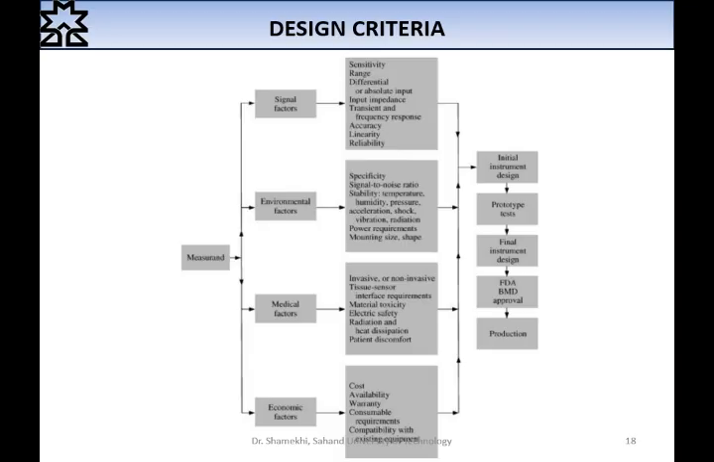We have discussed the design criteria. We have design criteria for some medical devices. We should start from the measurement here, you can see, and we should consider some factors: signal factors, environment factors, medical factors, economic factors, and something like that. And you should be able to consider these factors to design a system well.